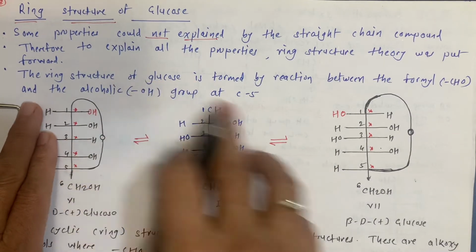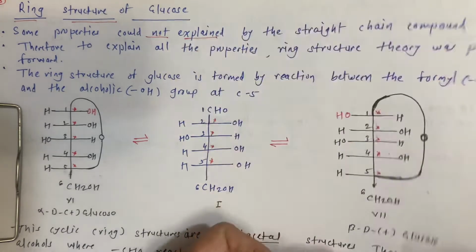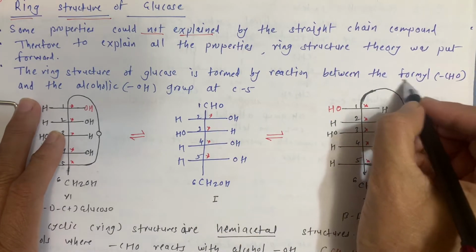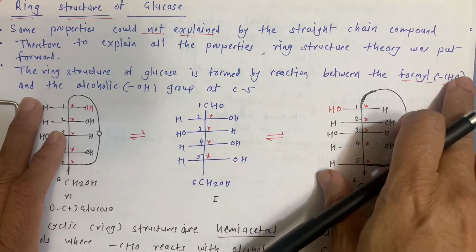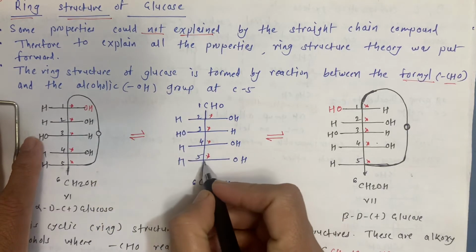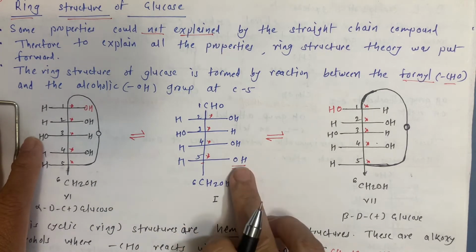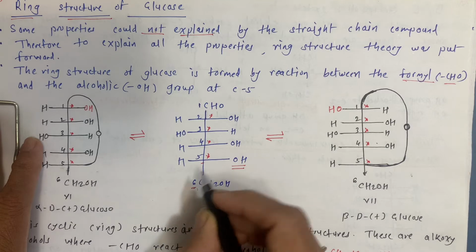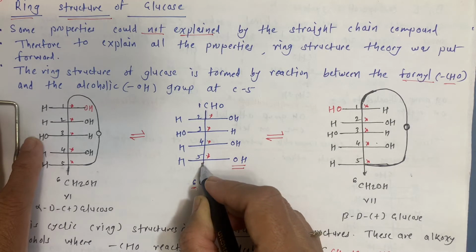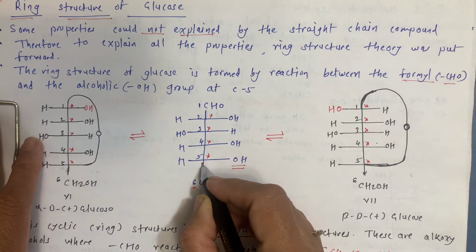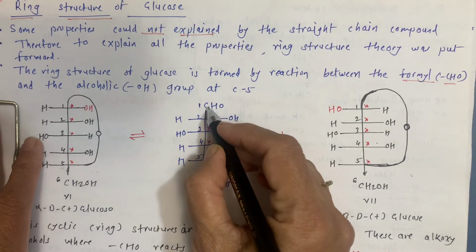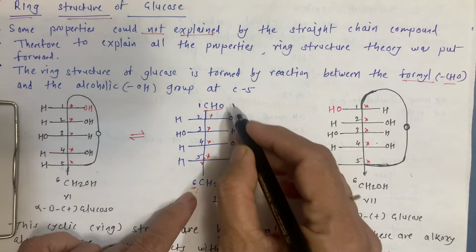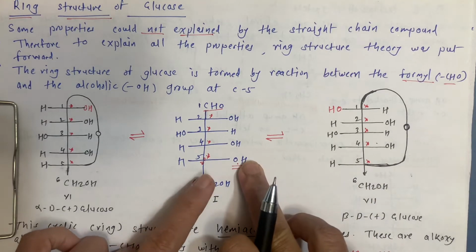See here, the ring structure of glucose is formed by reaction between the formyl, meaning aldehyde group, and the alcoholic OH group at C5. This is the aldehyde group, and this is the alcoholic group at C5, not the 6th carbon, the 5th carbon. Please remember this and focus on this point. So, this aldehyde group and this carbon's OH are going to form a ring.